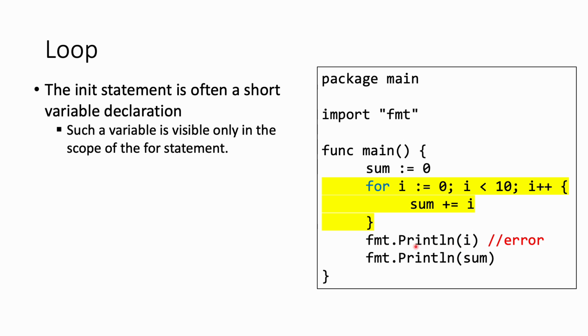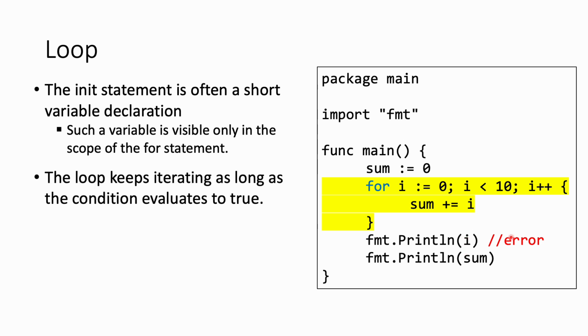For example, if we try to print it out after the for loop, it will cause an error because the compiler will think that this variable i is declared inside the function main or outside of the function main, but not within the for loop, and there's no such variable i. That's why it will have an error such as undefined variable.